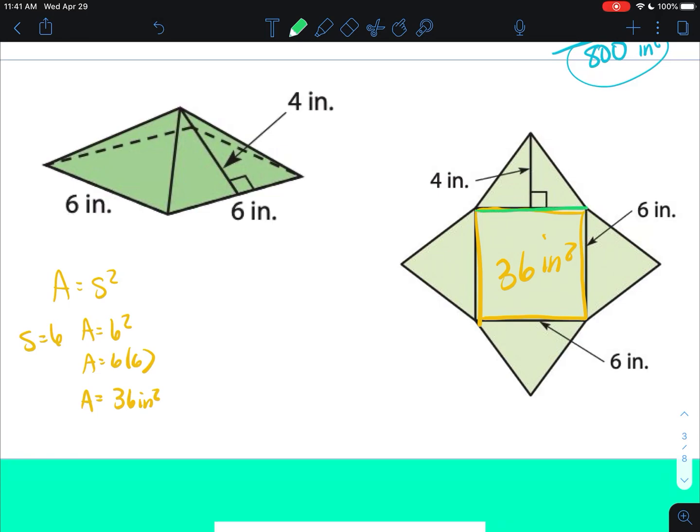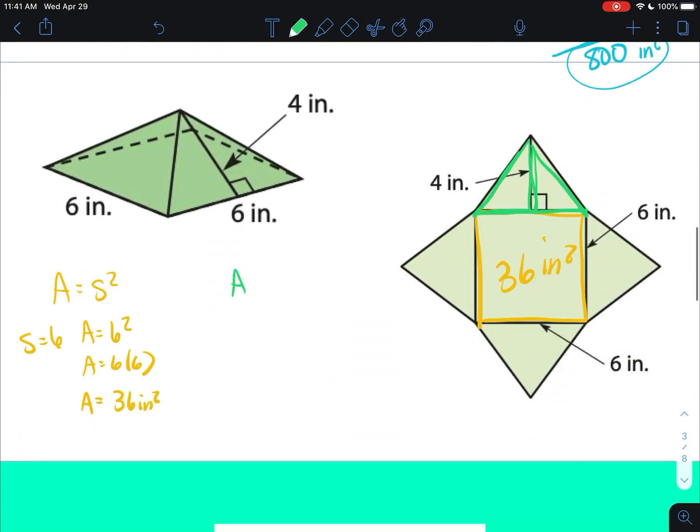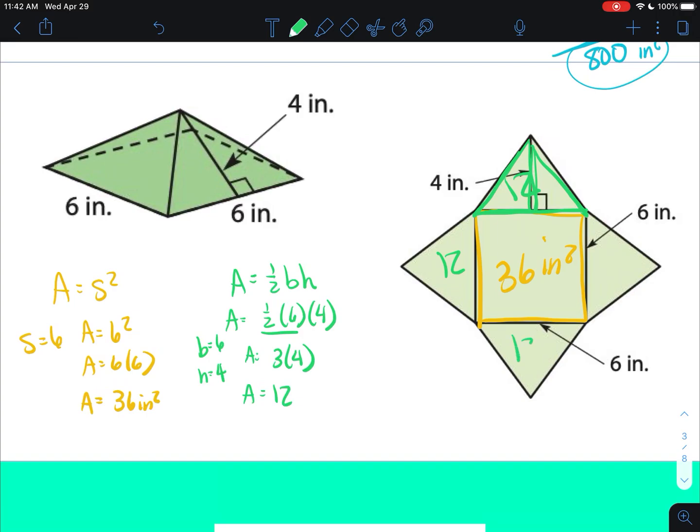Now we have to do each triangle. It is a square, so they all have the same base, and they all have the same height of 4. So we can just multiply that, and each triangle is going to be the same. The area is 1/2 times base times height. The base we just said is 6 from the square, and the height is 4. So 1/2 times 6 times 4. Half of 6 is 3, and 3 times 4 is 12. So all of these triangles are 12.